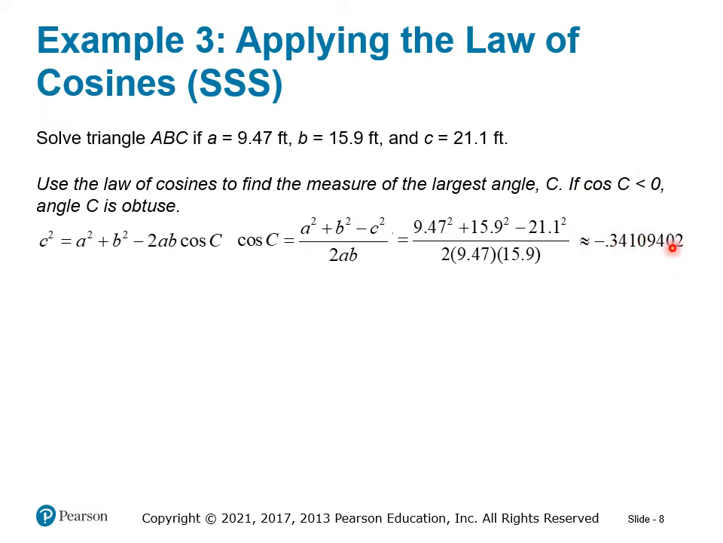And immediately I see it is an obtuse angle because it's negative, and that means it's in quadrant 2, because cosine is negative in quadrant 2. And so when I do inverse cosine on this, I get the angle of 109.9. Okay? So now I have one angle. I need to find my other two angles.